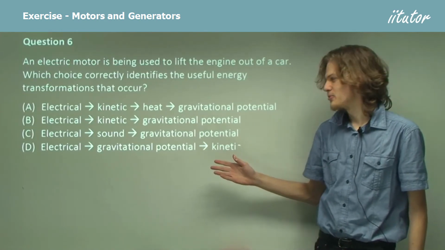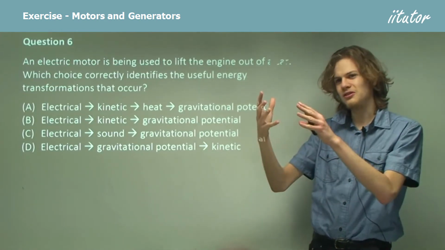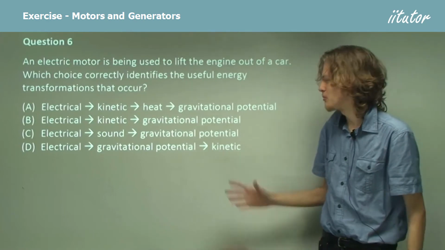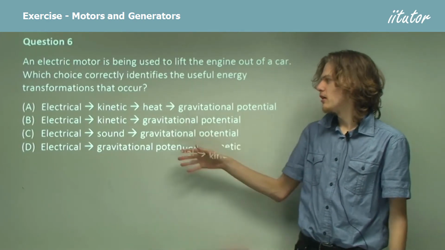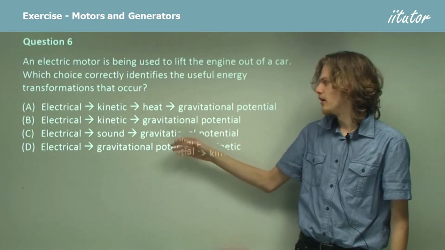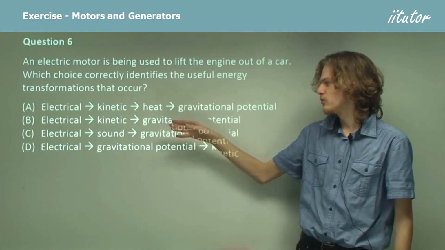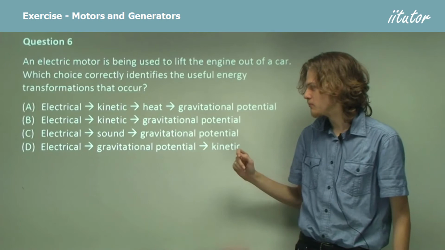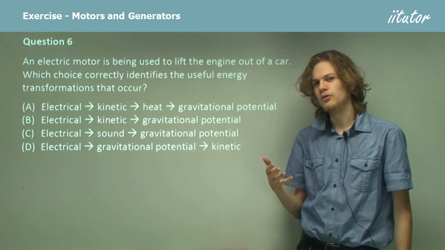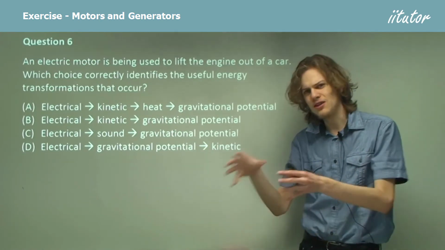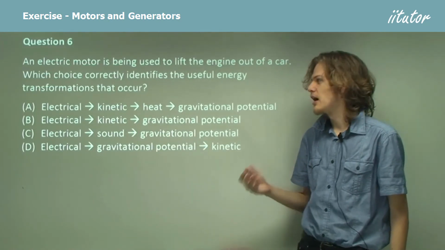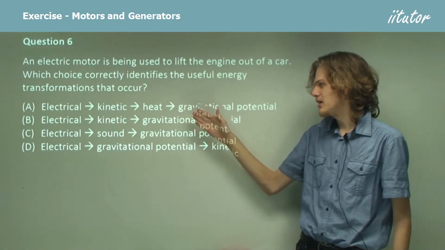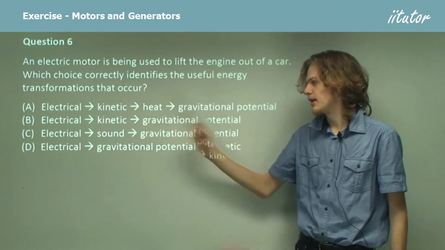D would be a case where something with gravitational potential energy suddenly began falling, and we ended up with kinetic energy. So our three options here are electric kinetic heat, electric kinetic, or electric sound. Now, we can assume that the motor doesn't make noise and use that noise to do work, so we can rule out C. And our last options now are electric to kinetic to heat, or electric to kinetic.